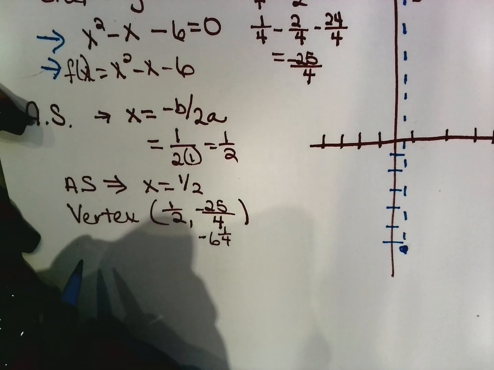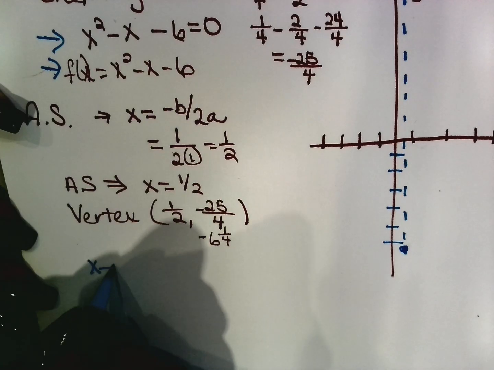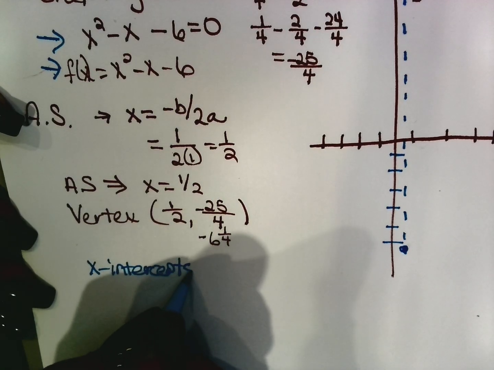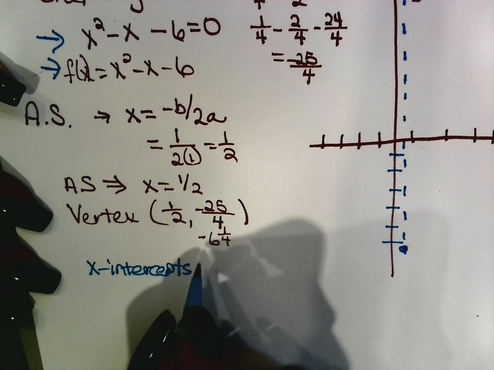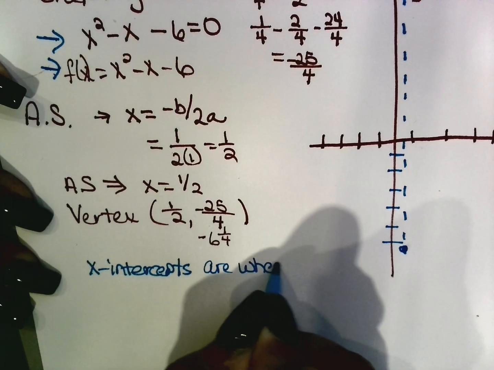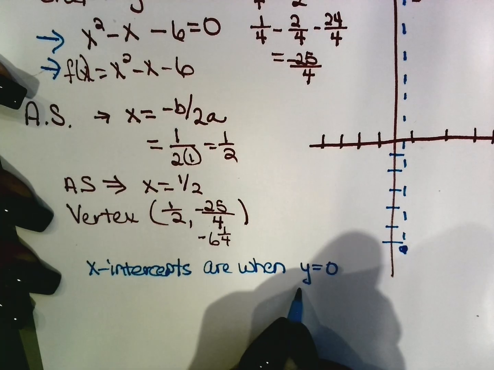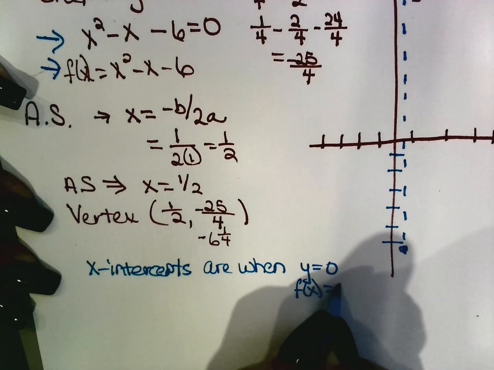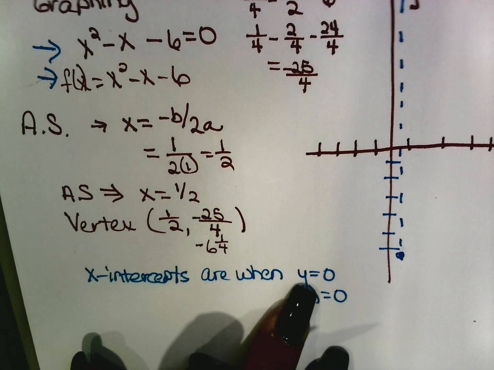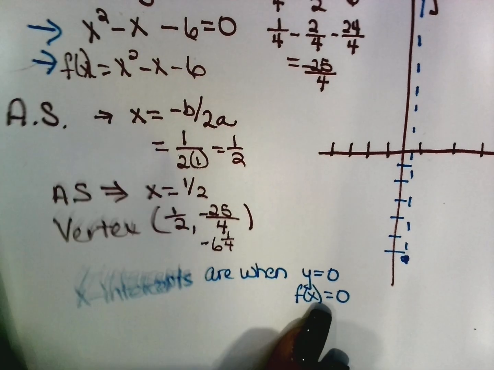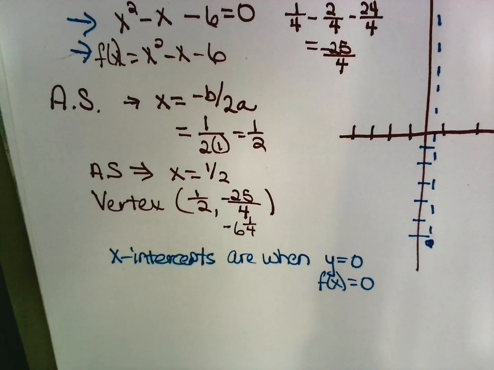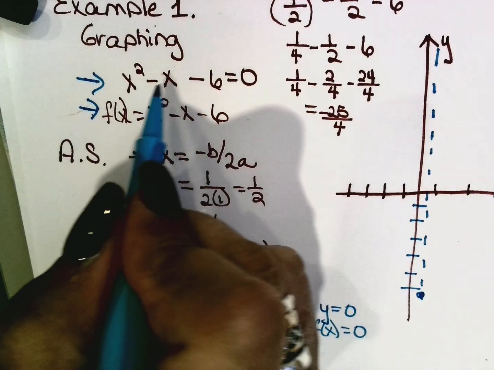So what we're going to do is find the x-intercepts of this particular function. Now remember, the x-intercepts are when y equals 0. It could also be f of x. It's the same thing. We tend to use y in Algebra 1, and then we change it to function notation, f of x, but they represent exactly the same thing. So we're going to solve this.